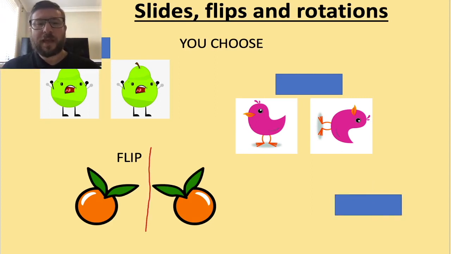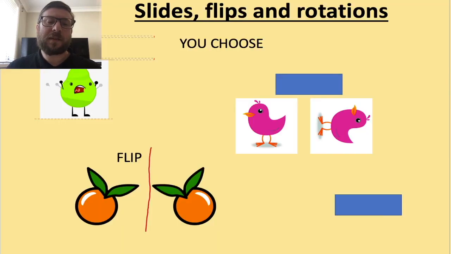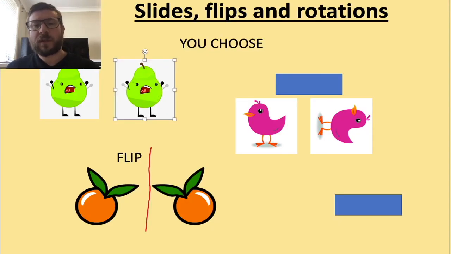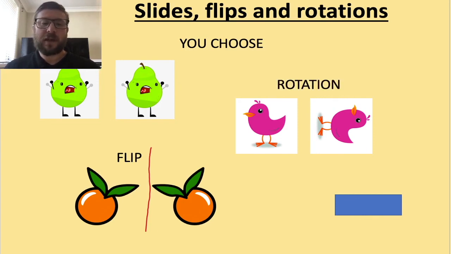Let's have a look at our pears. You know, he's an angry pear. Do you think he's a flip, a slide, or a rotate? Let's have a look. That's right, he's a slide, because if you look, his orientation has stayed the same, but his position has moved and slid across. Alright, that means our last one, our little pink duck, he must be a rotate. As you can see, I've moved him across, but he has been rotated around.